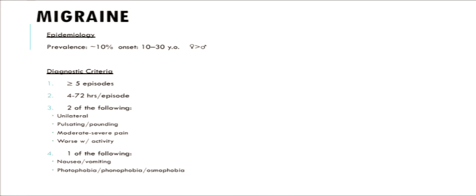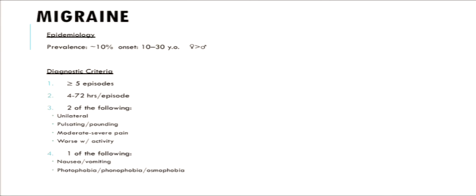Pulsating/pounding, okay? So when someone describes something as stabbing, over and over again, I basically say that's another word for pulsating/pounding. So be kind of flexible in that. And then moderate to severe pain. So this person's been taken out by this thing, laying in their room, so that definitely meets that. And then worse with activity, as she described as well. And then one of the following: she has nausea and vomiting, and she has photophobia.